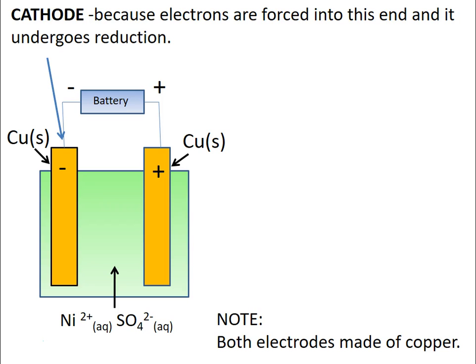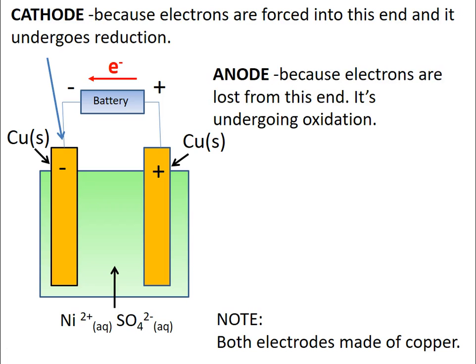Okay, so this end is the cathode. The electrons come from the battery, the power supply. This is not a spontaneous reaction. They're coming from here, going around to here, so reduction is happening here. The cathode is negative, which is the opposite to a spontaneous reaction. Alright, the anode is this side here, because the electrons are being lost from here, and it's undergoing oxidation.